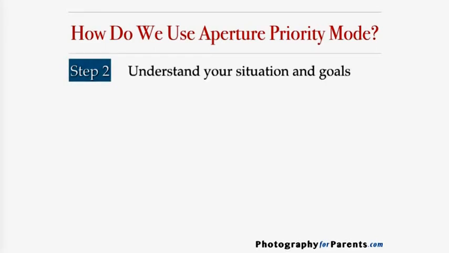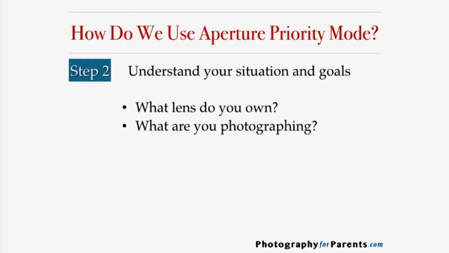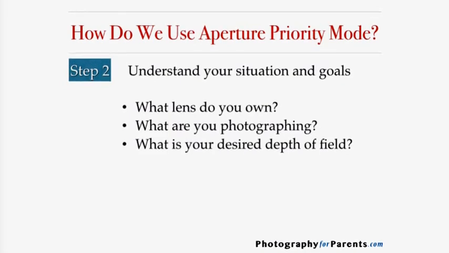Step 2, you need to understand your situation and your goals. What's your objective, what you're shooting? What lens do you own? What are you photographing? What's your desired depth of field? These are all things you need to consider. What kind of camera equipment do you have? How big is your lens? Are you using a zoom lens or a prime lens? These are all things to consider, so you know what your range is and what your abilities are.